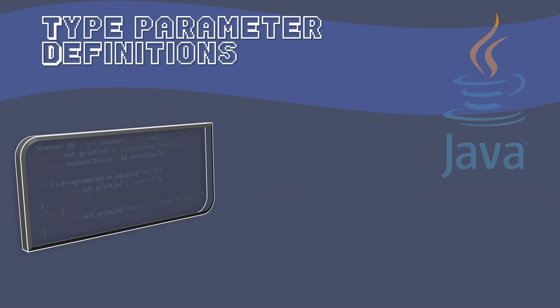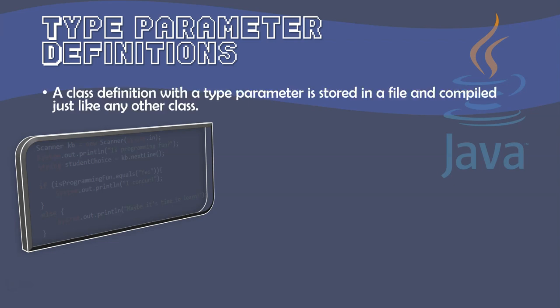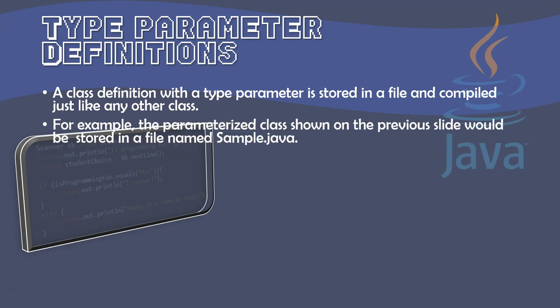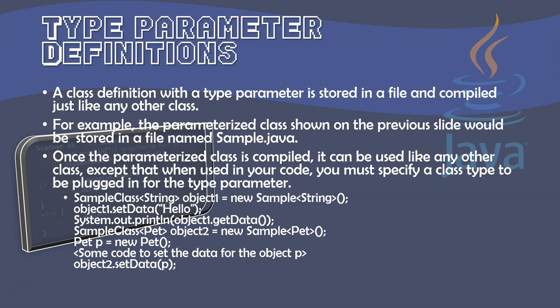And because we are creating parameters, this leads us to making full-on definitions. A class definition with a type parameter is stored in a file and compiled just like any other class. For example, the parameterized class shown on the previous slide would be stored in a file named Sample.java. Once that parameterized class is compiled, it can then be used like any other class, except that when you're using your code, you have to specify a class type to be plugged in.